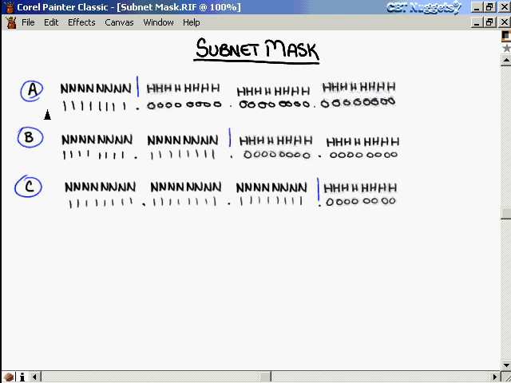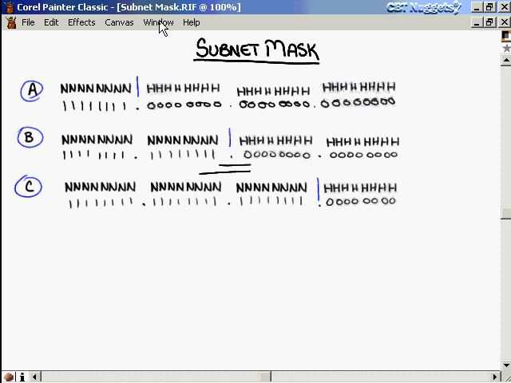Here I have a depiction of each of the classes of addresses, A, B, and C, and their default mask. A has 8 bits for the network, 24 for the host. B has 16 for the network, 16 for the host. C has 24 for the network and 8 for the host. We're going to take a Class B address for our examples and use it to break out a subnet mask, use the logical AND, and show how subnets work.